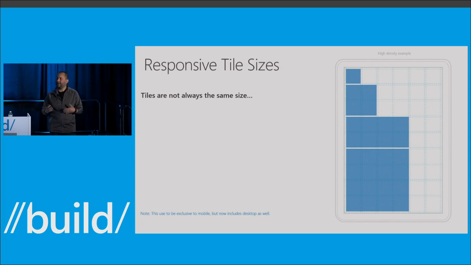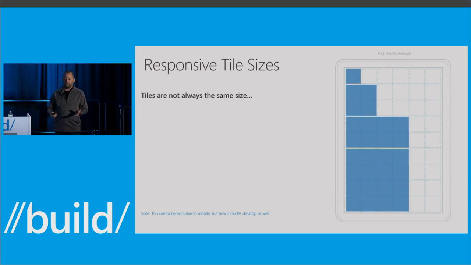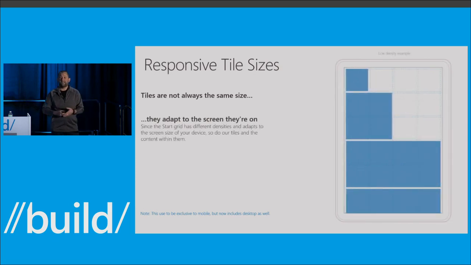You can fit a lot of tiles on the screen. But we also have devices out there that are more like a Lumia 635. And this may be the tile density that they're able to display. And you can see that, I'll go back and forth, they're definitely a different density. So there's different amounts of information that you can fit on these tiles. They adapt to the screen they're on.